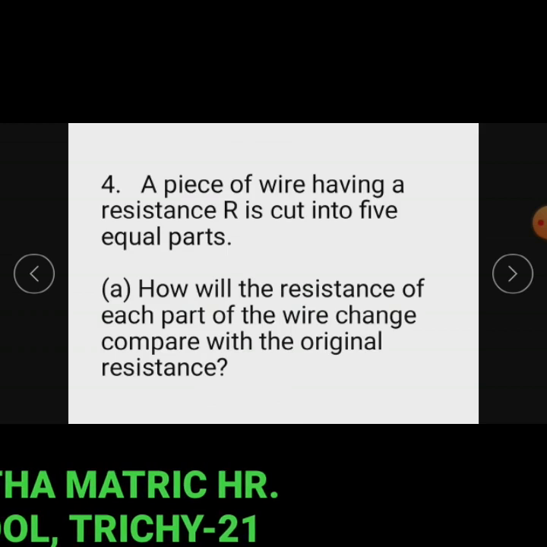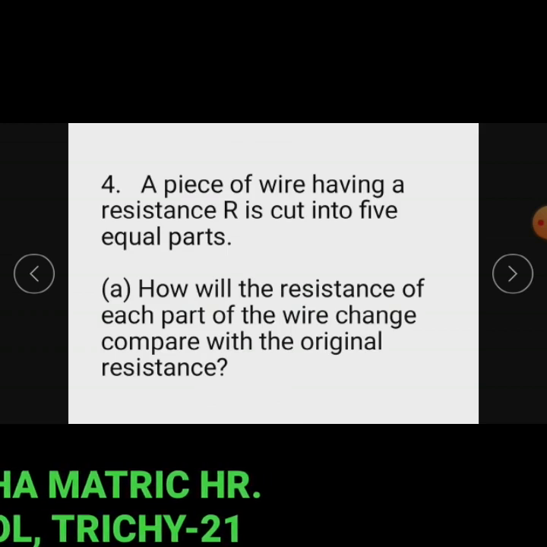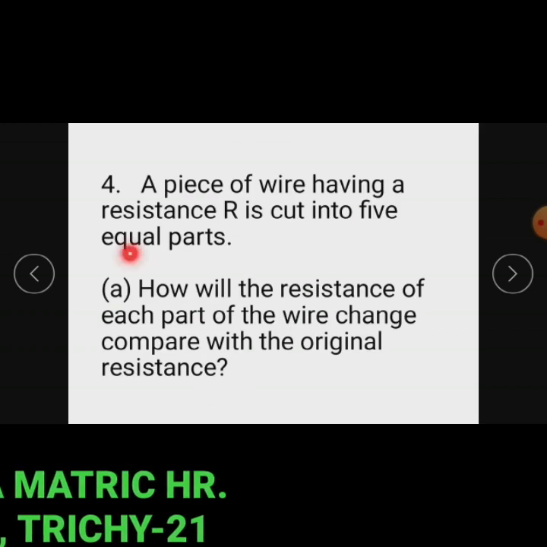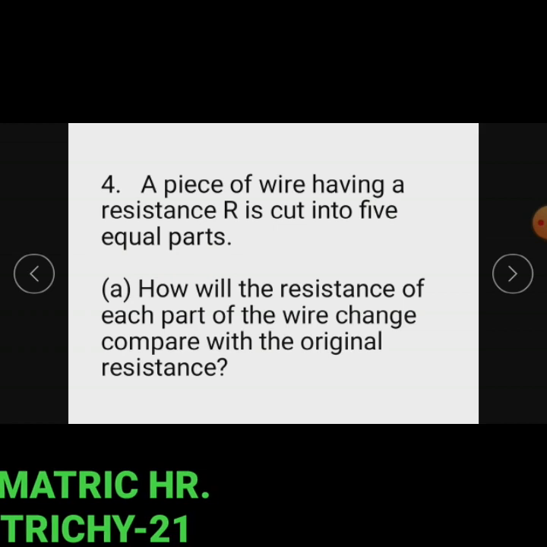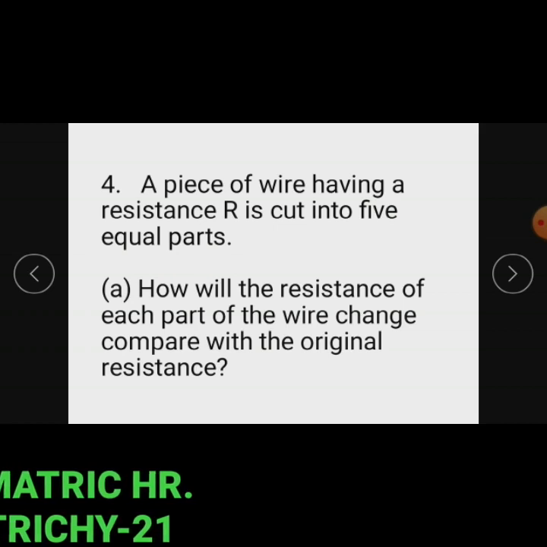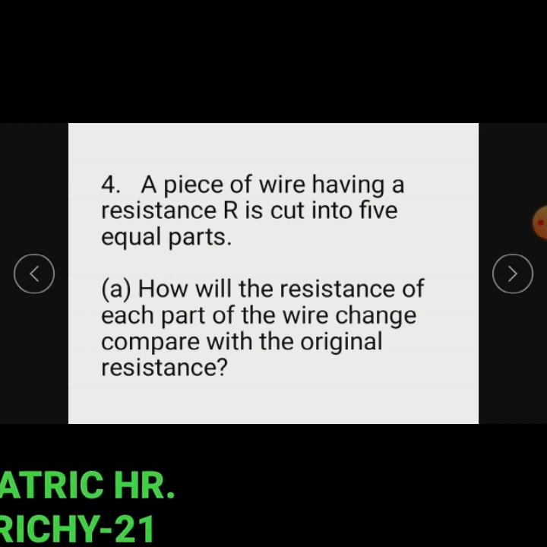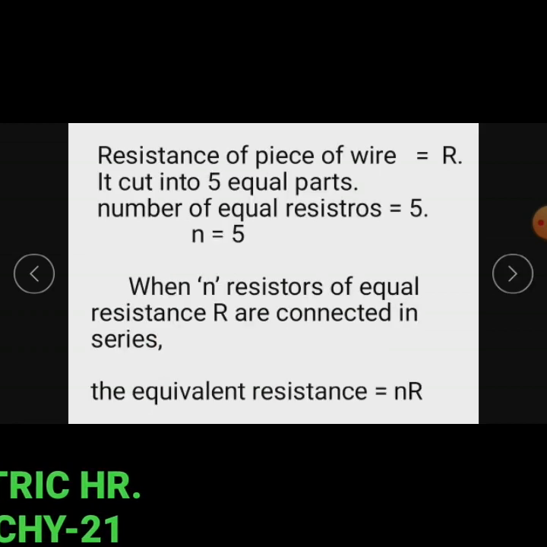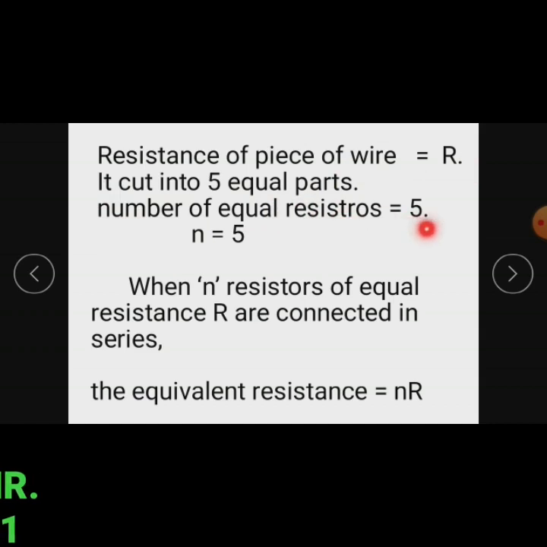Question number 4. A piece of wire having a resistance R is cut into 5 equal parts. Question A. How will the resistance of each part of the wire change compared with the original resistance? Resistance of piece of wire equal to R. The piece of wire is cut into 5 equal parts. Number of equal resistors equal to 5.